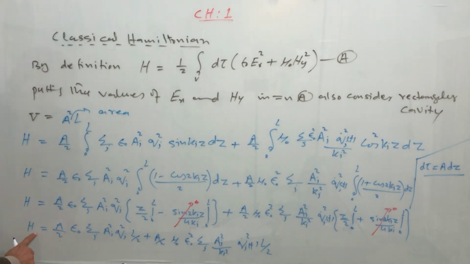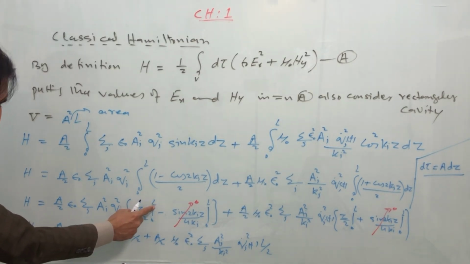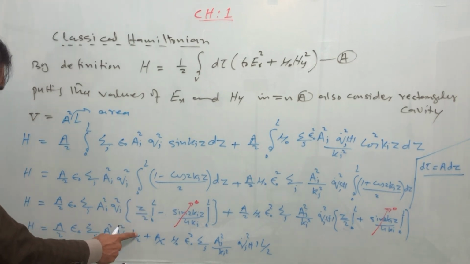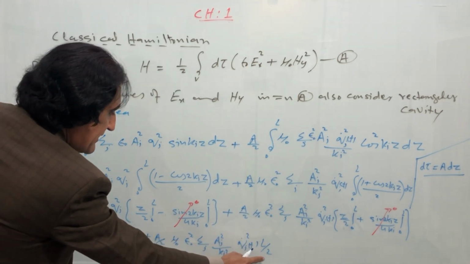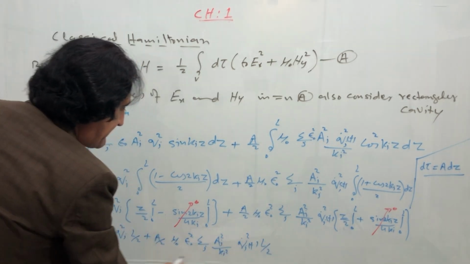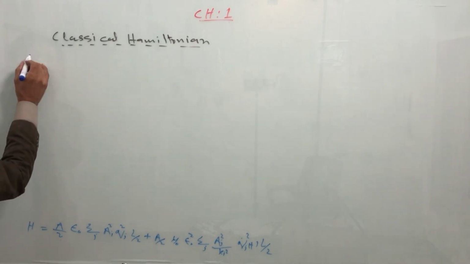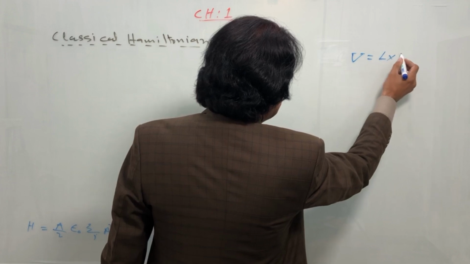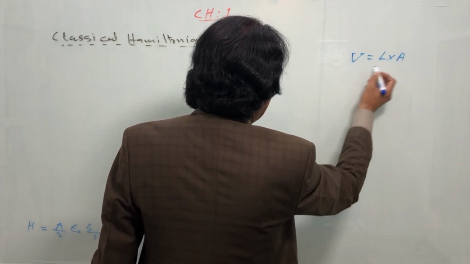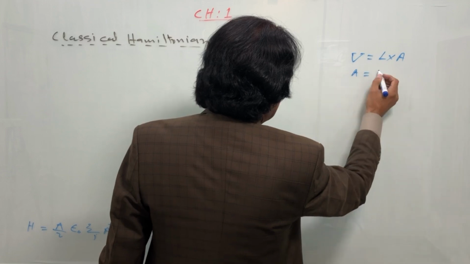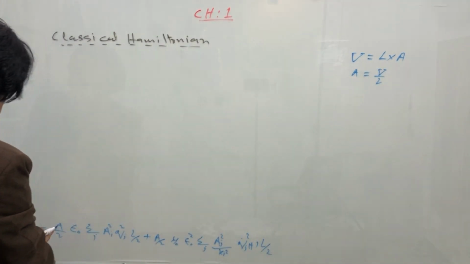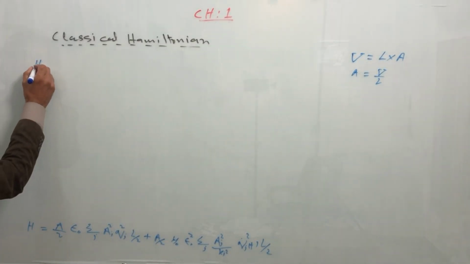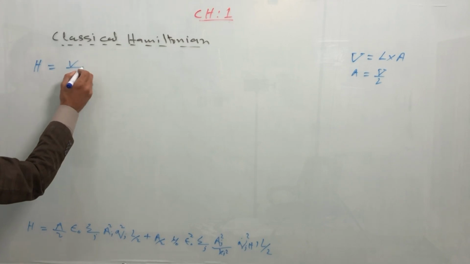Putting in the limits, we get L divided by 2 and L divided by 2. So we have this kind of equation. Further, we know that the volume is equal to length times area, so if I put the value of area, then the area is the volume divided by L. So from here we can consider V divided by L. So here H is equal to V divided by 2L.